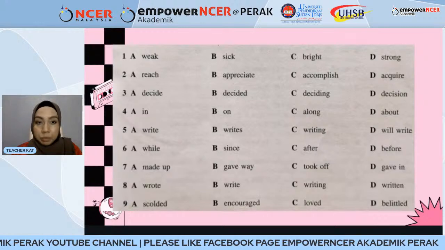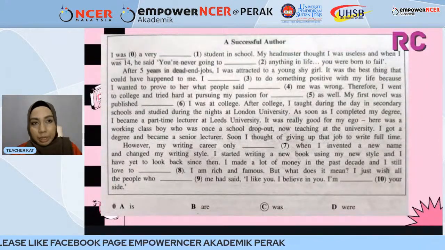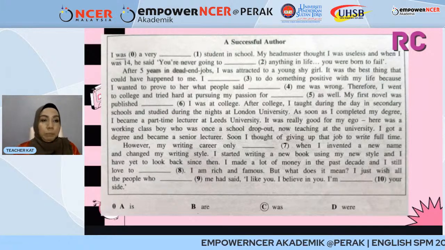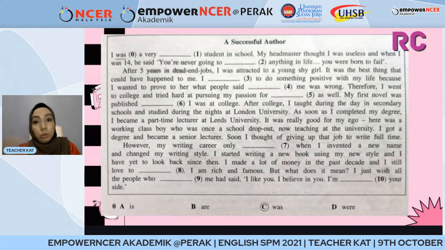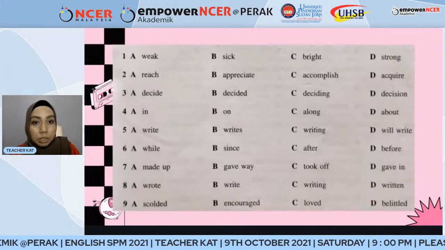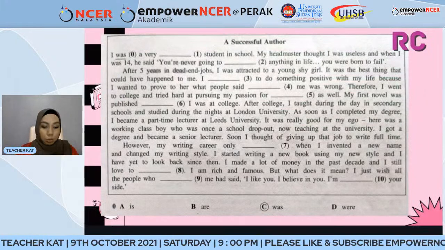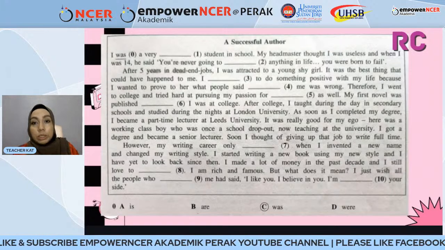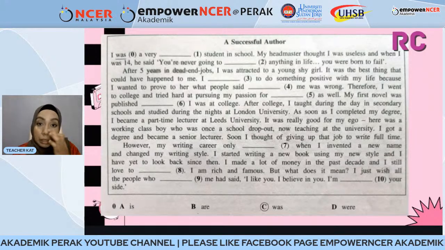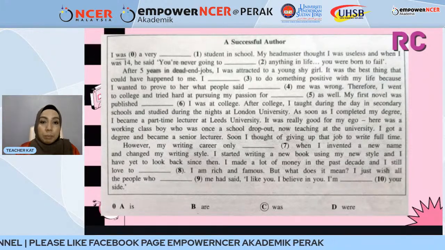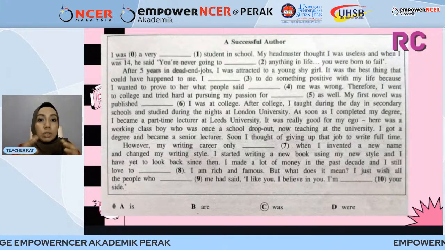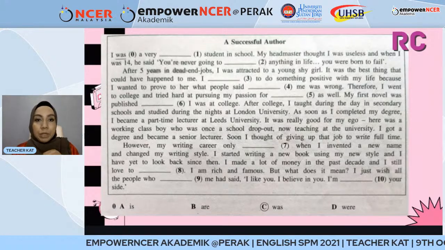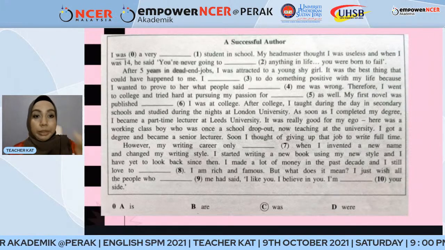And then we have appreciate. "You're never going to appreciate anything in life." The idea of appreciating doesn't have anything to do with failing. He could appreciate something, but it doesn't mean that he's going to fail. And then we have accomplish and acquire. Acquire is more like when you learn something, for example a language. You learn a language and then you will acquire the language to be able to speak and use it. But when we say something in life, of course we accomplish something in our life, we earn something, we get something. So that's the example of rational clause with its options.